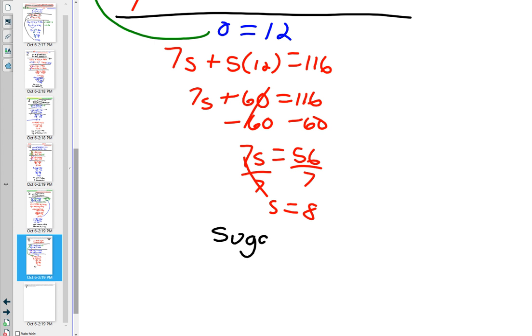So sugar cookie dough is $8. Oatmeal is $12.